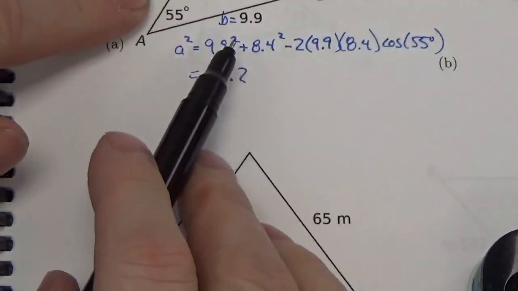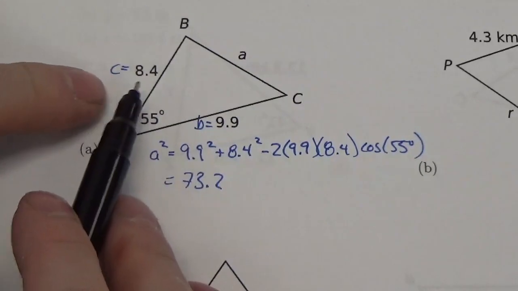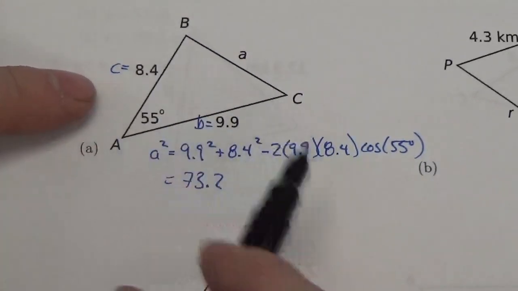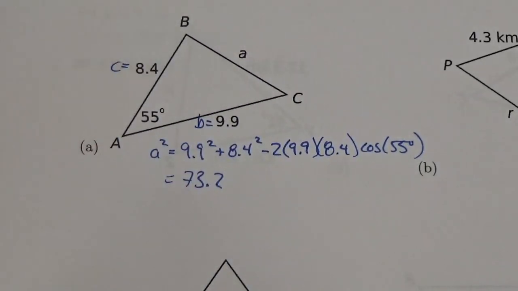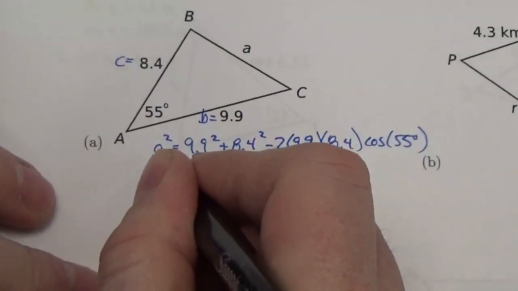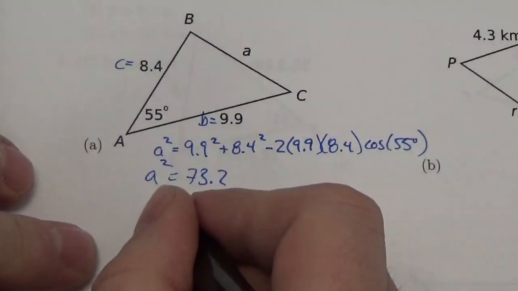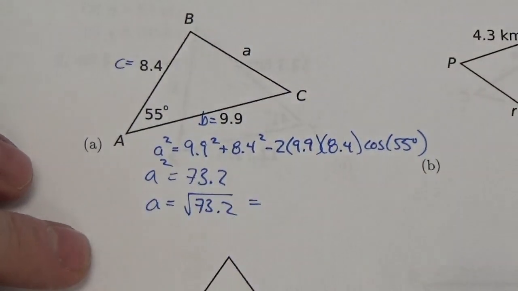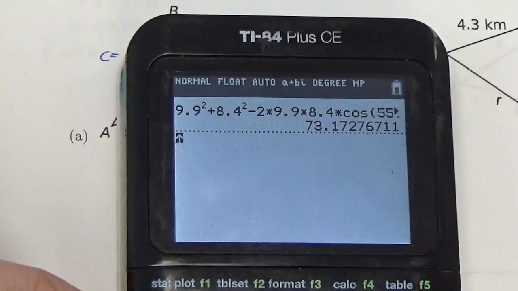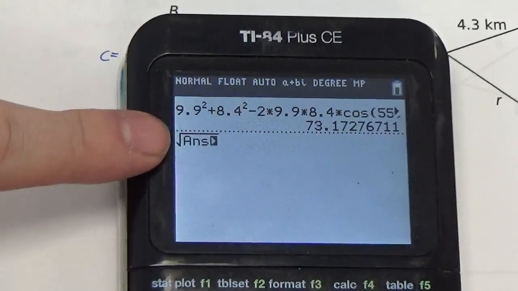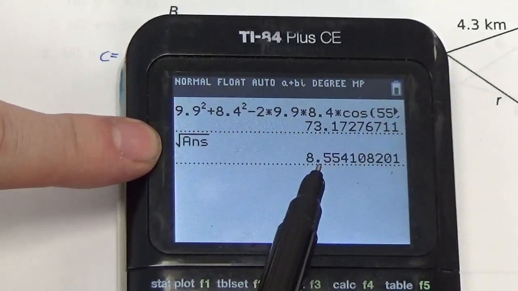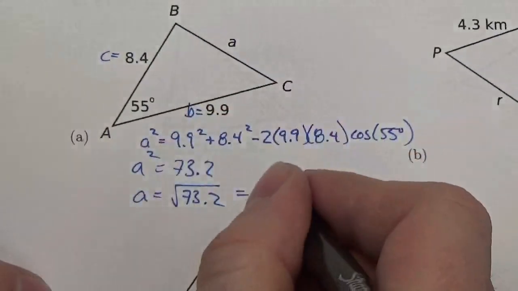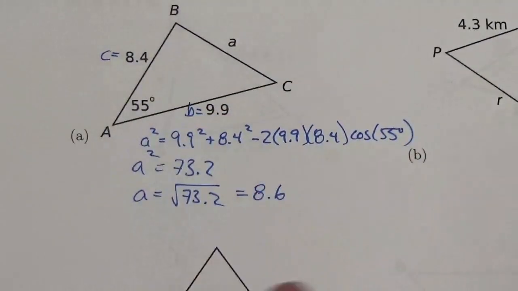Now, when I look at my triangle here, that doesn't make any sense. 8.4, 9.9, 73.2? Oh, because, sorry, this is a squared. So to get the a, I need to take the square root of that. So this is, again, like the Pythagorean theorem. I need to end this with a square root of the answer I just came up with. And here I'm getting 8.6. Okay, that's the value that I'm looking for. And that makes sense. That is far more reasonable.